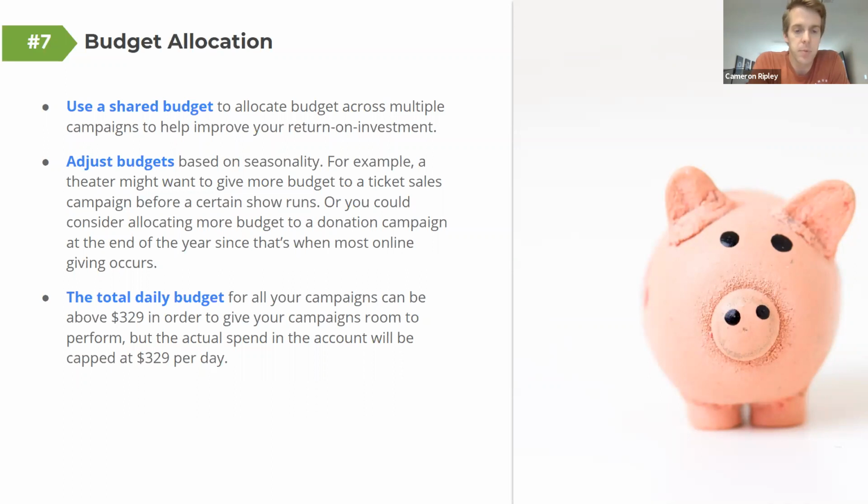The total daily budget of Google Ad Grants is $329, but you can have that set to above that, and the actual spend in the account will cap at $329.